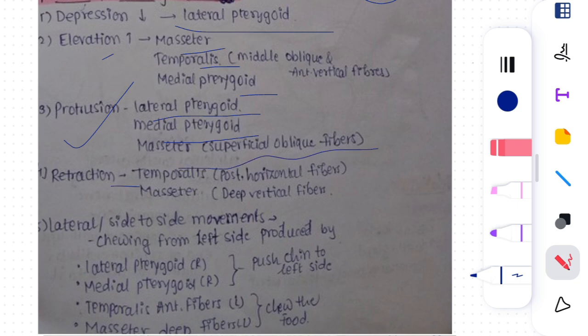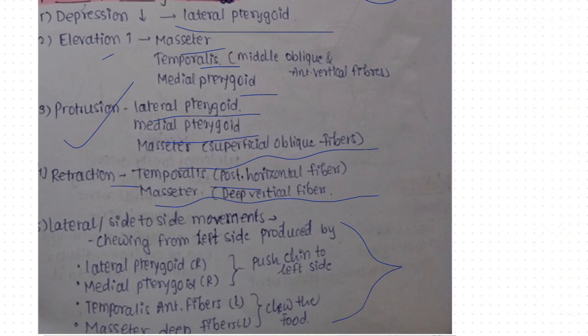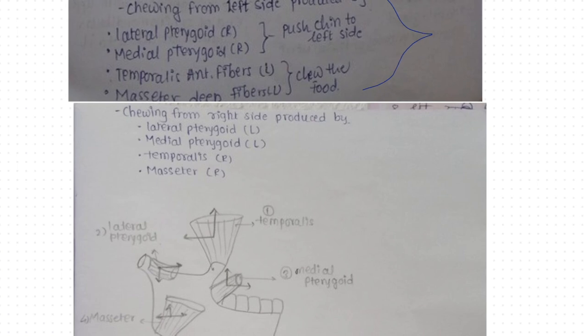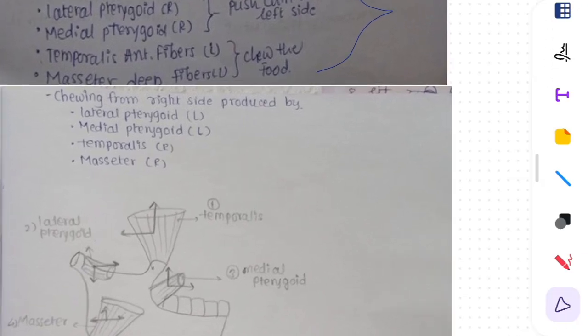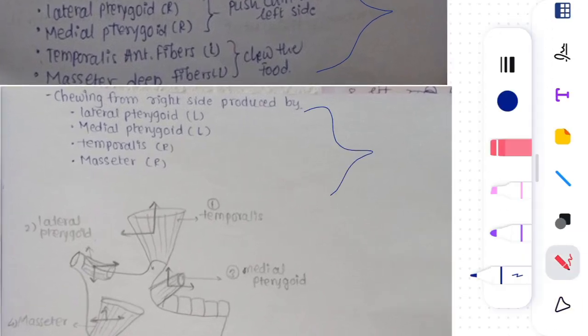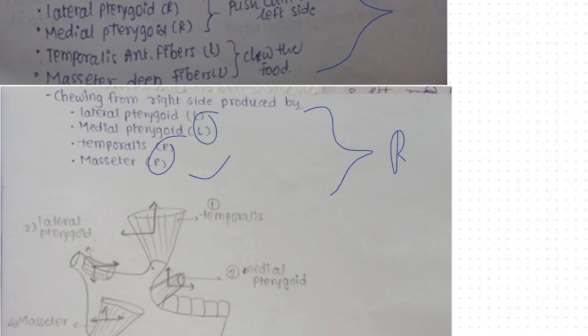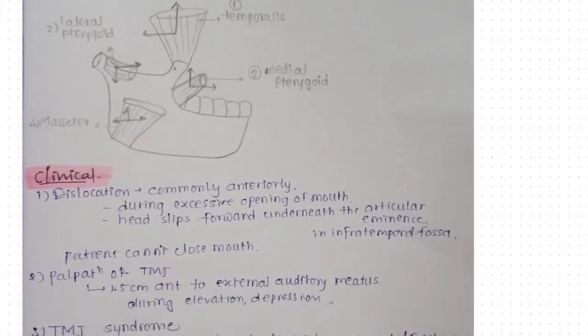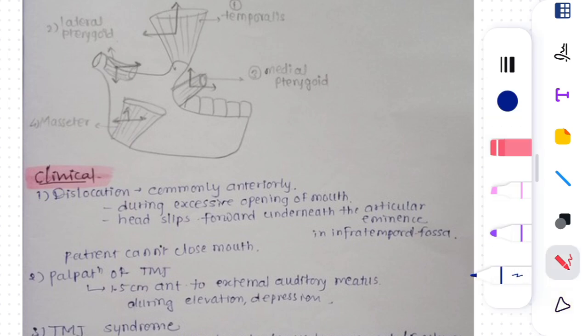And these are the protrusion muscles, retraction muscles, and lateral side to side movements, chewing from the left side and chewing from the right side. Different muscles are there. Lateral and medial pterygoids on the opposite side of the chewing side work, and in this image you can see clearly and remember very easily. Only you should remember the origin of the muscles: temporalis, medial pterygoid, masseter, and lateral pterygoid.